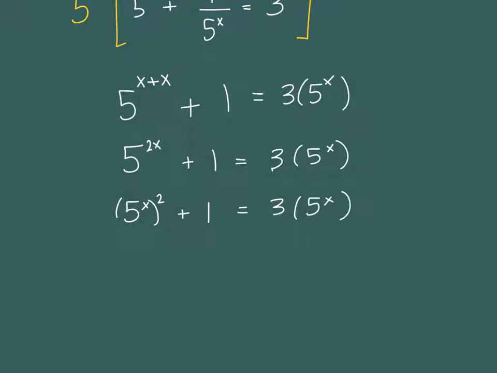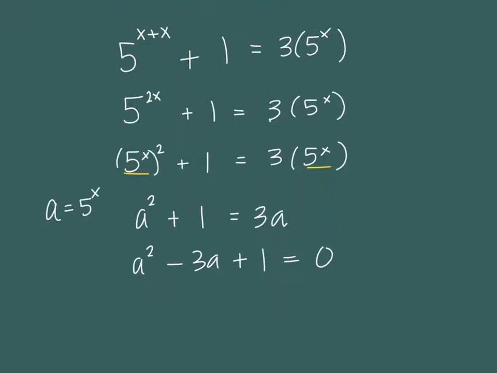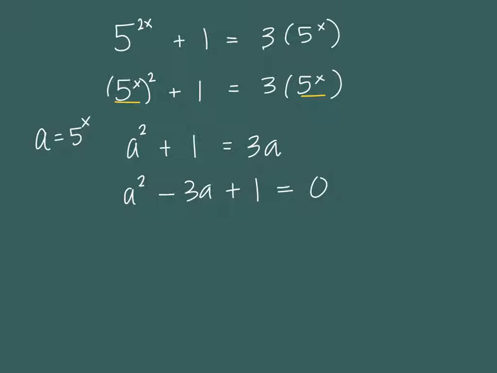And then the other thing is something called a substitution. Let's substitute the letter a for the expression 5 to the x. And so everywhere we would see 5 to the x, which would be here and here, let's replace that with the letter a. So now we're going to have a squared plus 1 equals 3a. That problem is a quadratic. A squared minus 3a plus 1 equals 0. Do you recognize that? That's a power 2 problem. That's a quadratic. That means it could be solved with the quadratic formula.